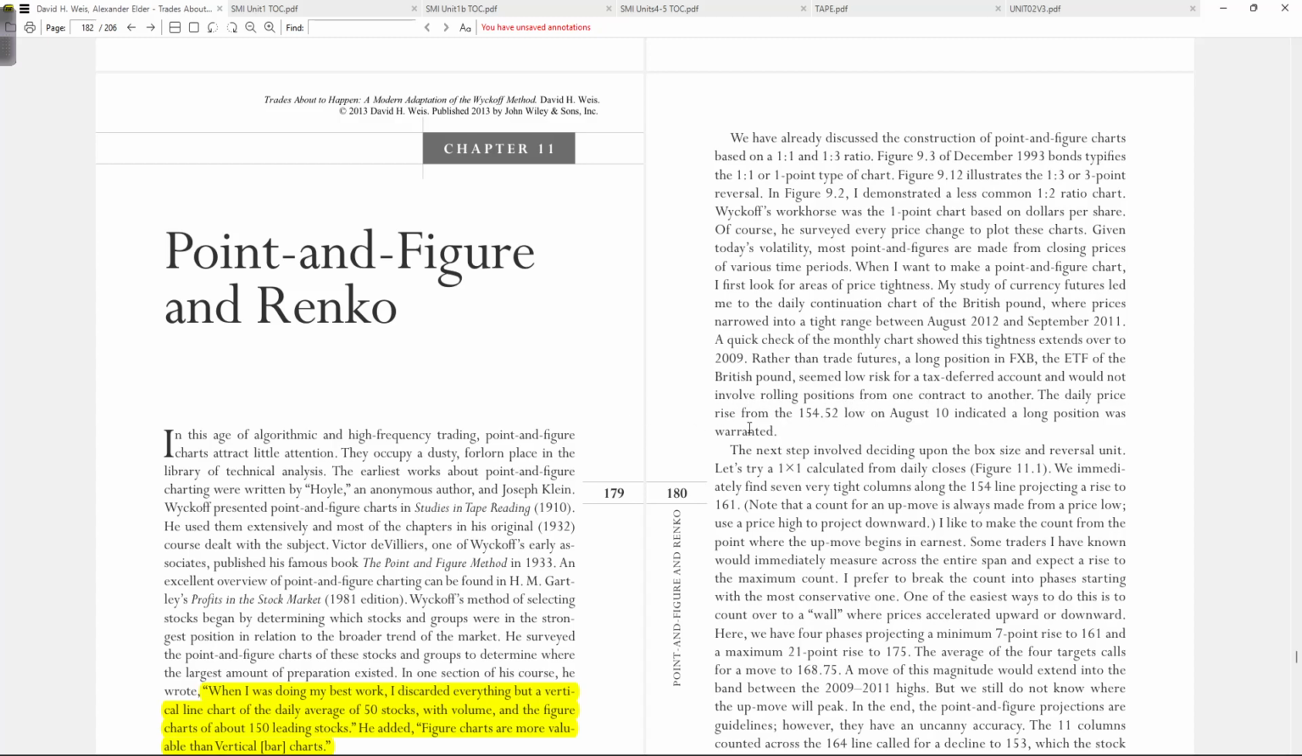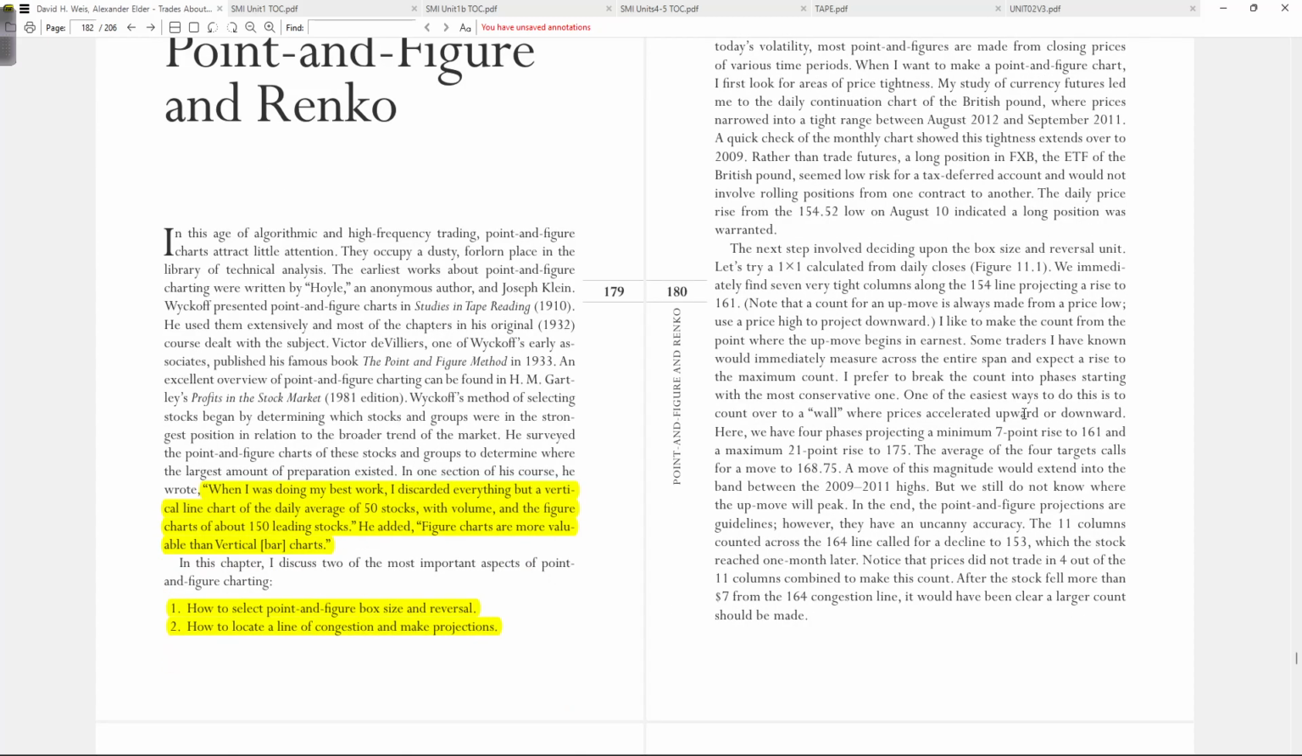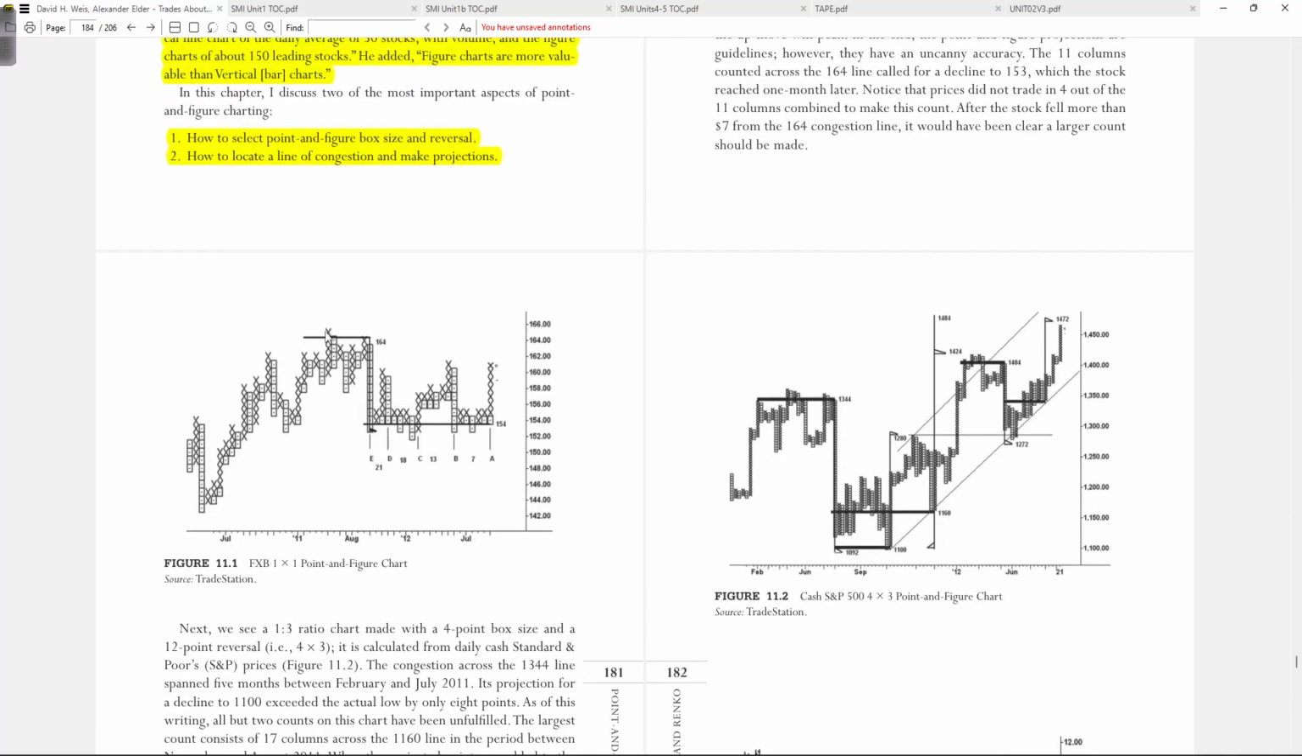The daily price rise from the 154.52 low on August 10 indicated a long position was warranted. The next step involved deciding upon the box size and reversal unit. Let's try a 1:1 calculated from daily closes, figure 11.1. This one.